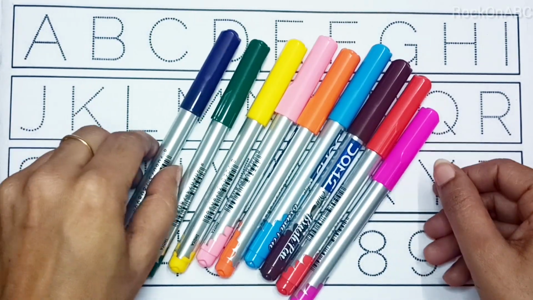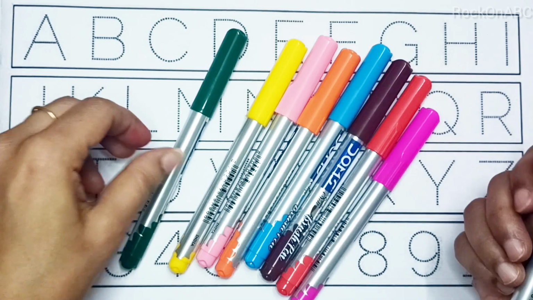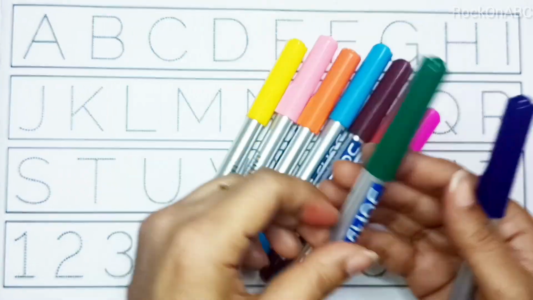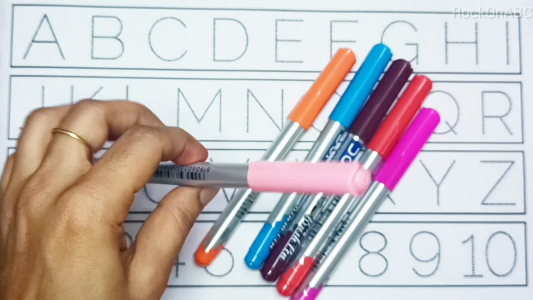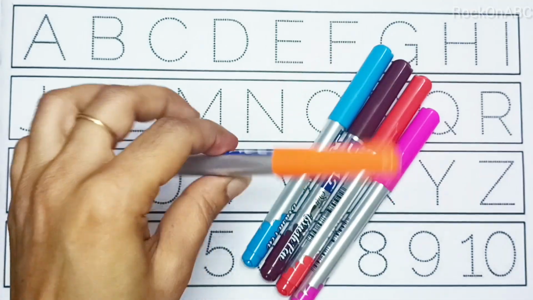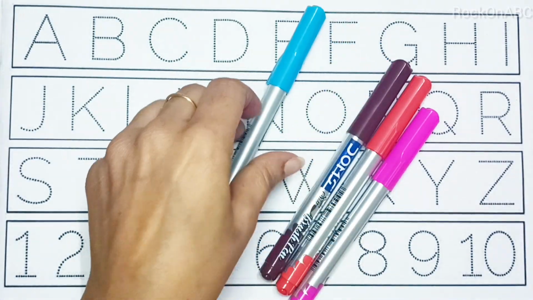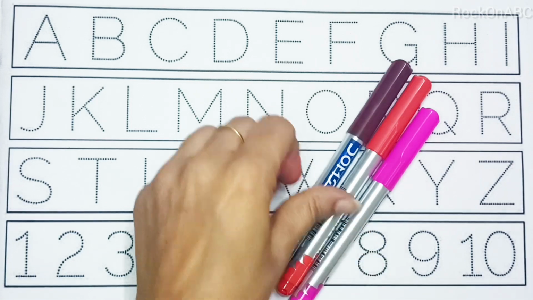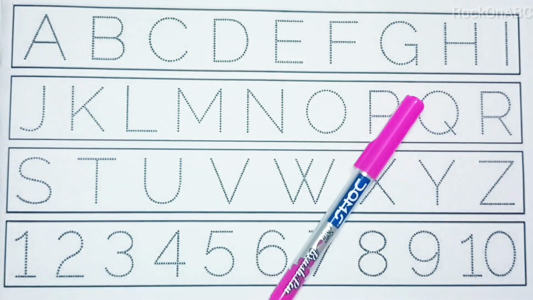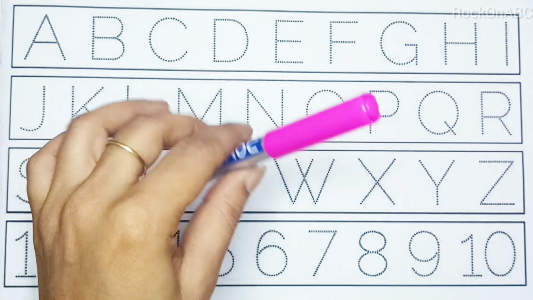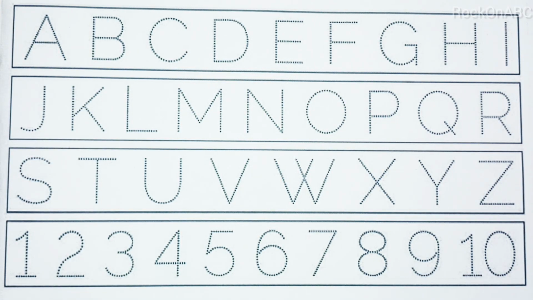Let's learn colors name. Purple color, bottle green color, yellow color, light pink color, orange color, blue color, brown color, red color, dark pink color. Let's trace A to Z and 1 to 10.